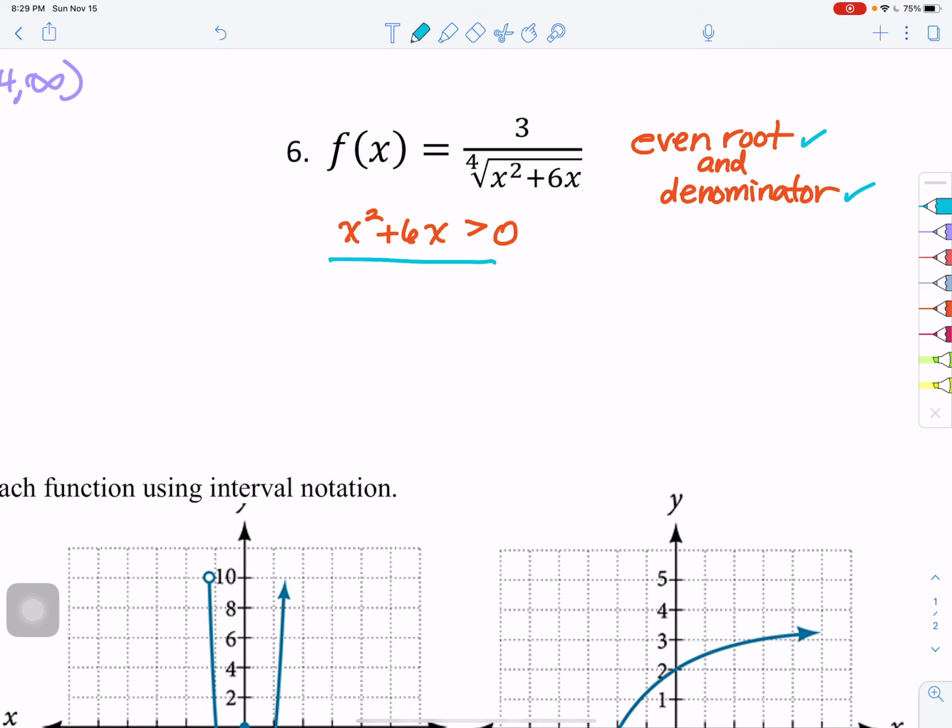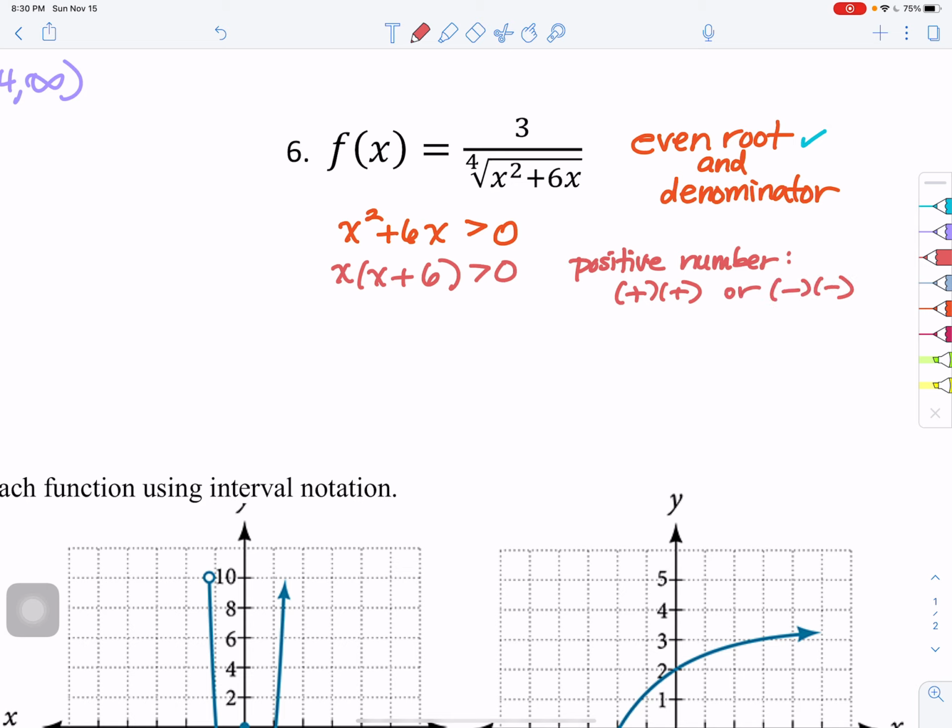And we've taken care of the denominator because we don't have that equals on there anymore. So it makes it really nice. Okay, so let's keep going. We have to factor that x out, and that has to be positive. Now, to have a positive number, when you multiply two things together, you can have a plus times a plus or a minus times a minus.